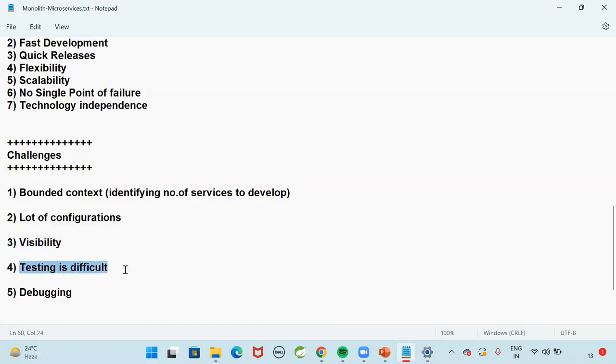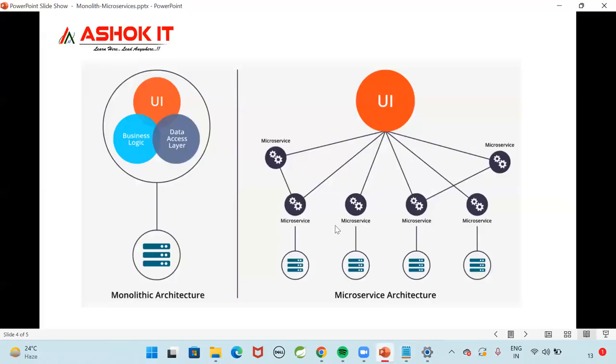Now, testing. Testing will become difficult because whenever we send a request, that request may be processed by using multiple services. Suppose from UI, a request is coming to service one, talking to service two, right? So there will be some dependency from one service to another service based on the requirement. Then testing of the project will become difficult.